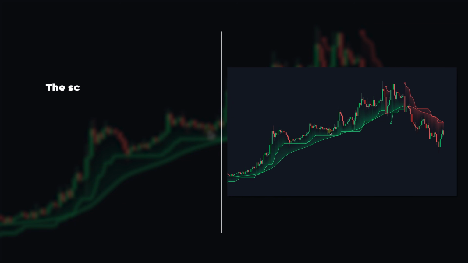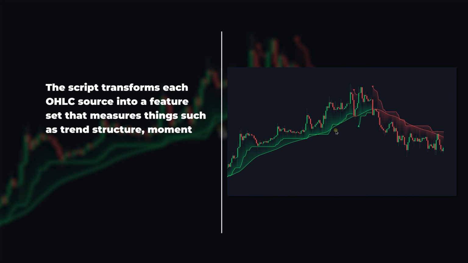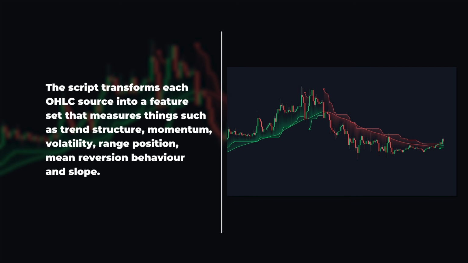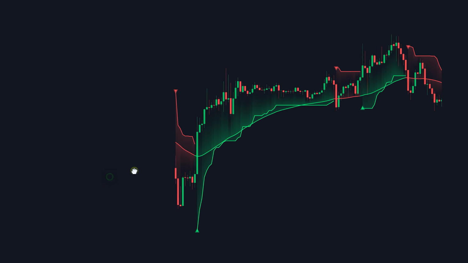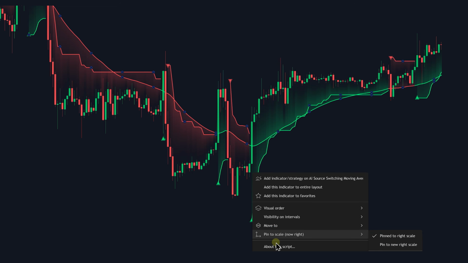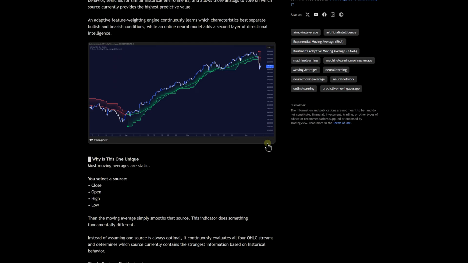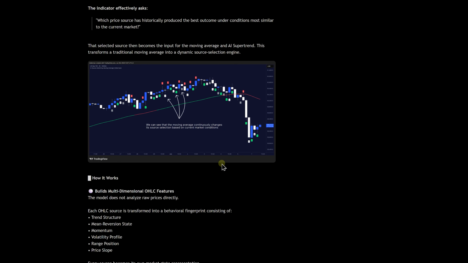The script transforms each OHLC source into a feature set that measures things such as trend structure, momentum, volatility, range position, mean reversion behavior, and slope. It then stores historical observations and searches for similar market environments from the past. These historical examples then vote on which source currently appears most useful. A neural learning component then provides an additional layer of directional analysis, while an adaptive weighting system continuously adjusts the importance of the different features. Then the source with the highest ranking becomes the active input for the moving average.